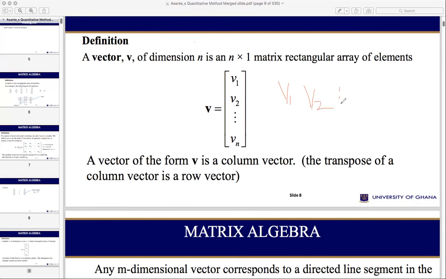Then this will come, and then V. So you see it has changed. Now it's in a row form. If you transpose it, this is how it will be like. That's what they mean. So let's move on. I want us to at least cover the addition and subtraction of matrices today.